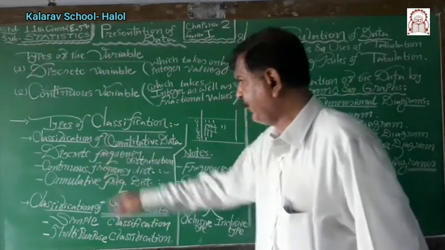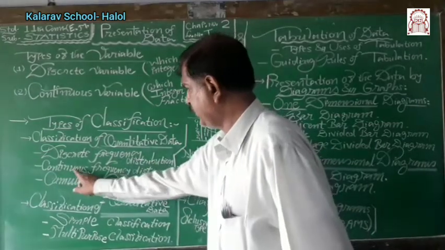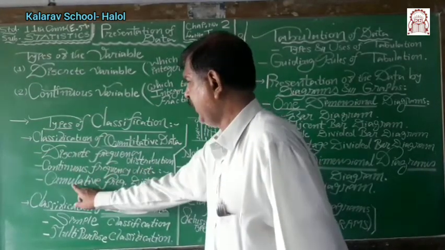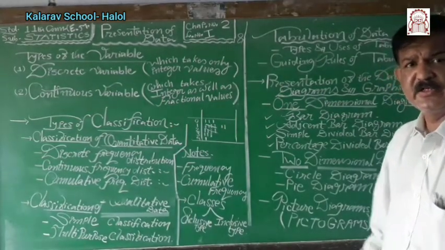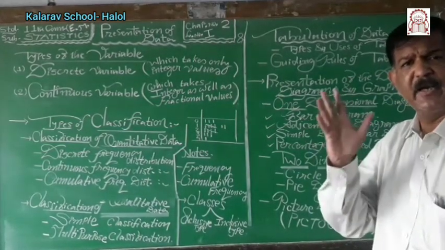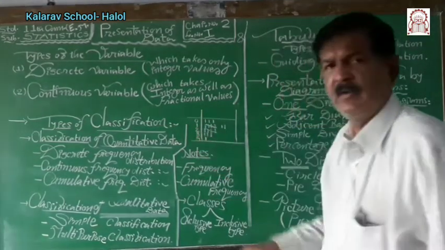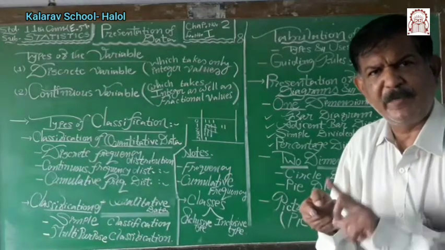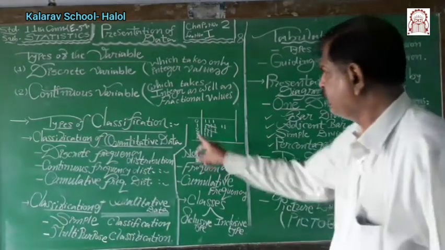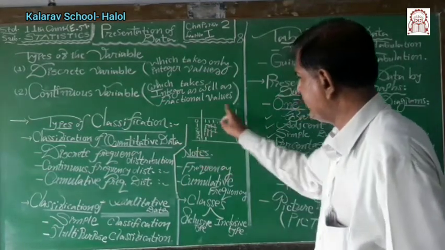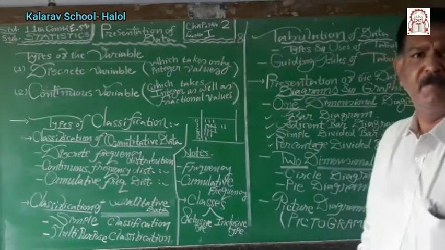There are various types of classification: discrete type of frequency distribution, continuous type of frequency distribution, and cumulative type of frequency distribution. Frequency distribution is mainly of two types, discrete type and continuous type. If these values are completely integer values, number of the children, number of the persons, number of the students, number of the accidents, then this type of classification or frequency distribution is known as discrete type of frequency distribution.